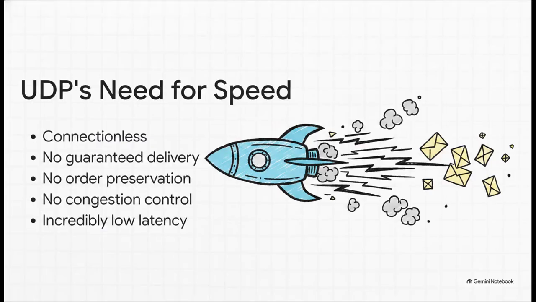Because it lacks all that heavy overhead, UDP is defined by its sheer speed. It doesn't wait around to see if the network is congested. It just sends. It doesn't bother retransmitting lost data. The result? Incredibly low latency. It's specifically designed for applications where getting the data right now is vastly more important than getting the data perfectly.